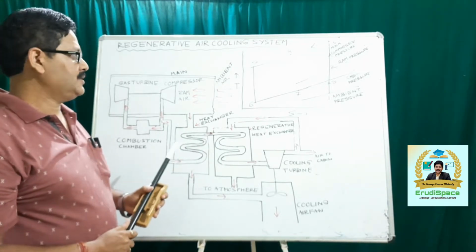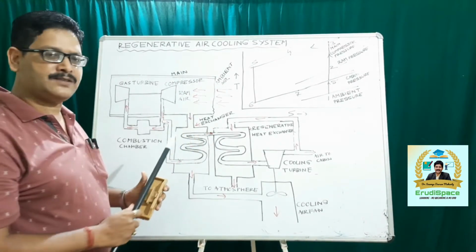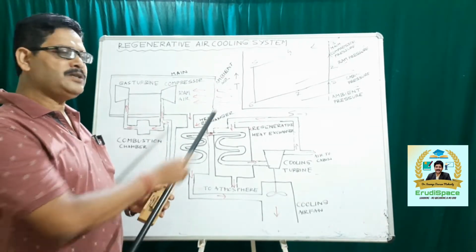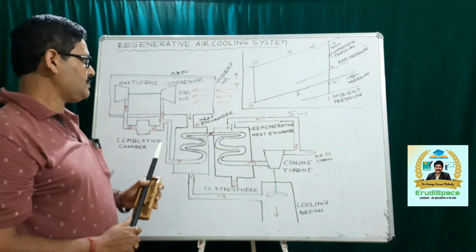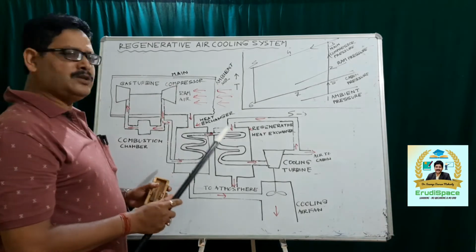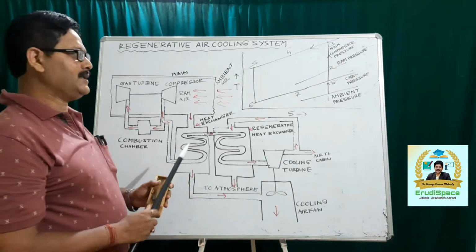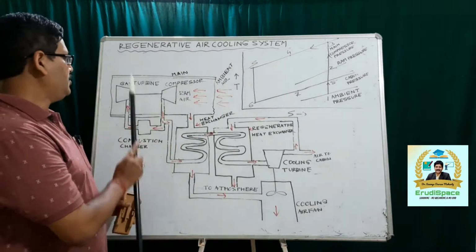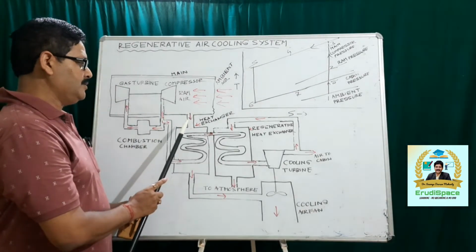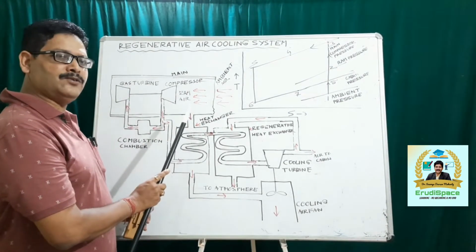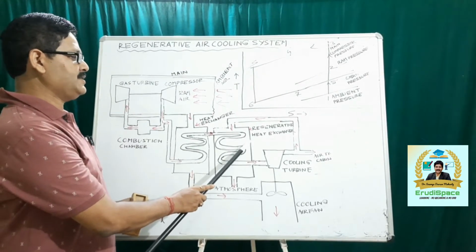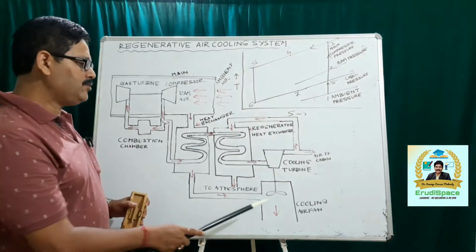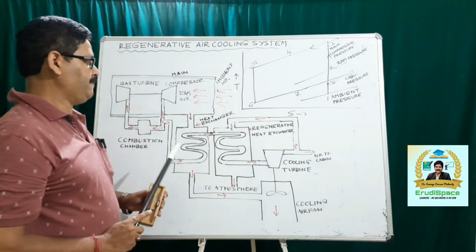So now we'll discuss the regenerative air cooling system, and also we'll discuss the different processes with the help of the TS diagram. So the different components of the system are your diffuser, your compressor, your combustion chamber, your gas turbine, your heat exchanger, which is in fact your first heat exchanger. Second one is your regenerative heat exchanger. You do have a cooling turbine and you do have a cooling air fan.